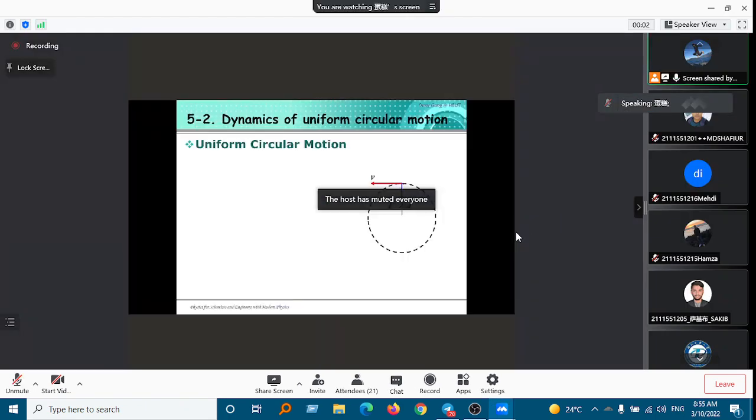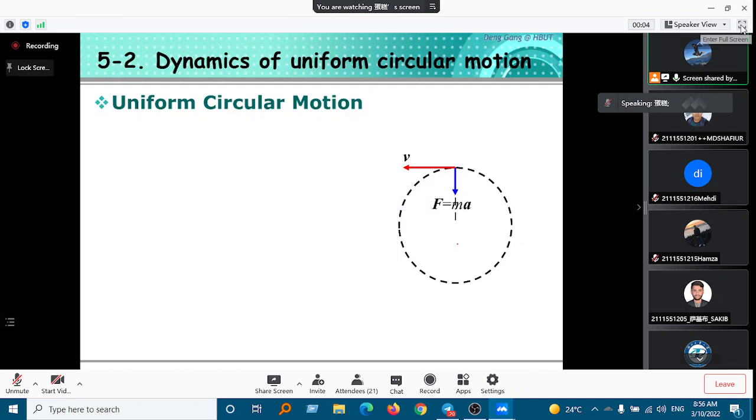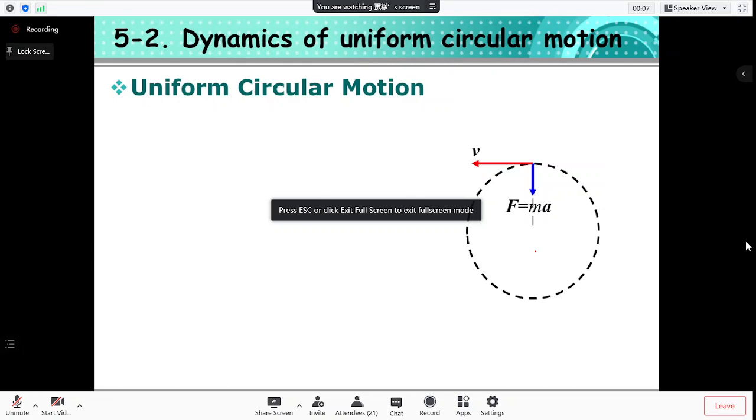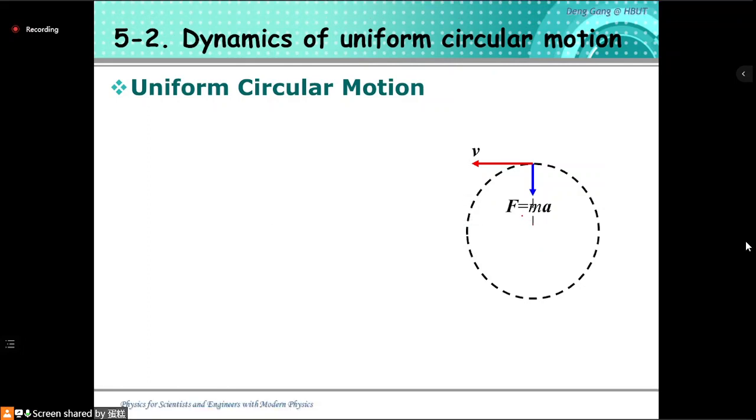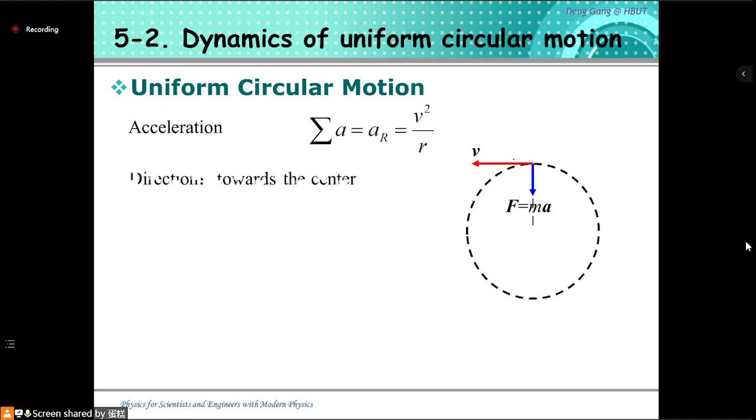The net force on this particle should be in this direction, pointing to the center. According to Newton's second law, the force should be equal to ma, and this acceleration should be equal to v squared over r, where v is the speed of this motion and the direction is towards the center. So the force is ma, which equals mv squared over r. R is the radius of this circular path.